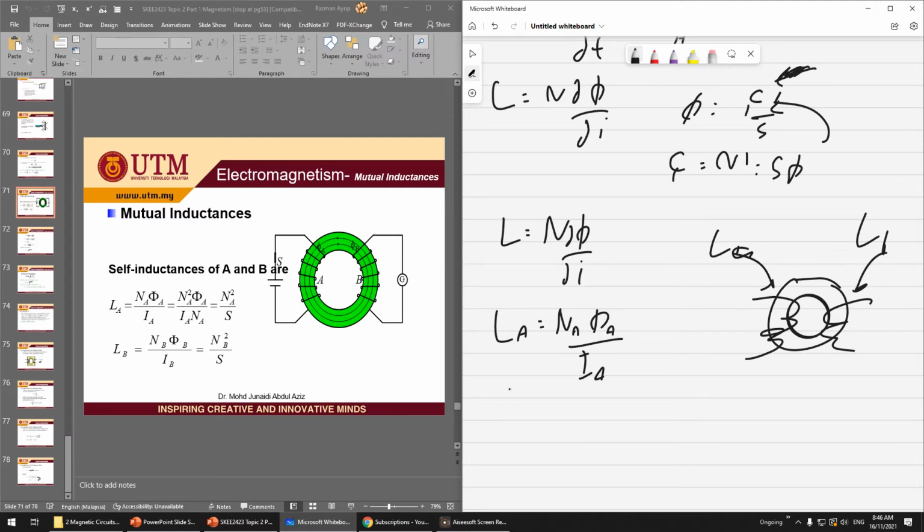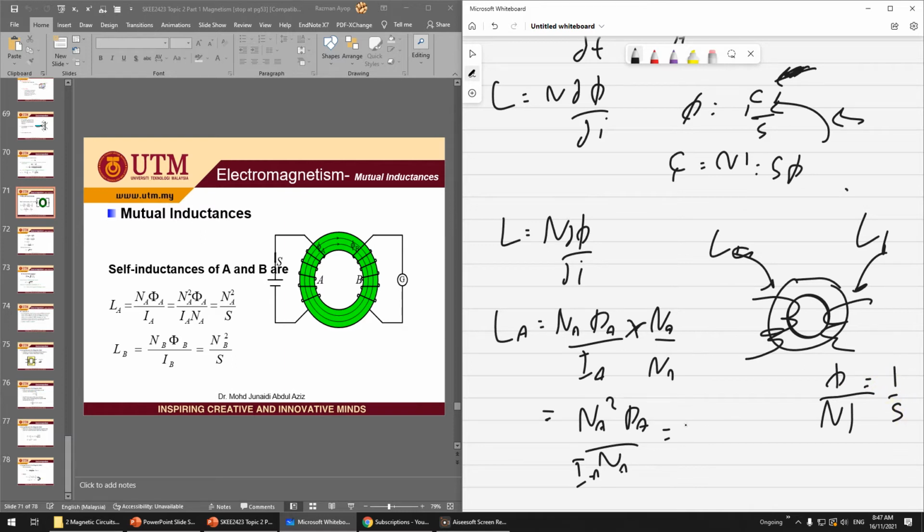Okay, you multiply by NA, so this one is basically 1. So N_A squared flux_A divided by N_A I_A equals flux over S, you can see here. Flux over S is... flux, sorry, F... okay, this one, and I, divided by... flux is basically 1 over S, so that's why it becomes N squared A over S.